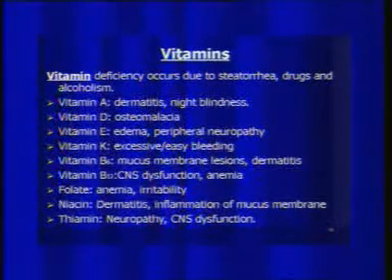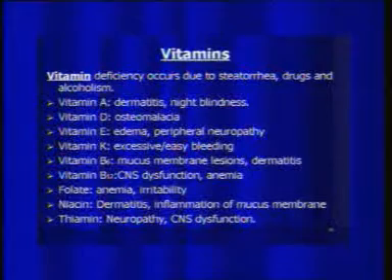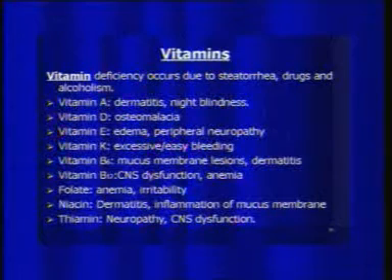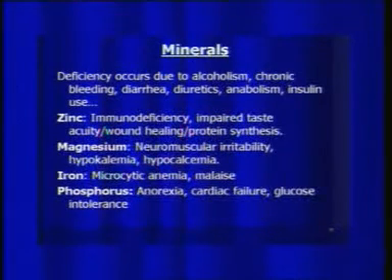Folate is associated with anemia and irritability, niacin with dermatitis and inflammation of the mucous membrane, and thiamine with neuropathy and central nervous system dysfunction. Then we have certain minerals, the deficiency of which may make a particular liver disease more aggressive. These mineral deficiencies are seen more frequently among liver cirrhosis and hepatic encephalopathy patients. These include zinc, magnesium, iron and phosphorus.